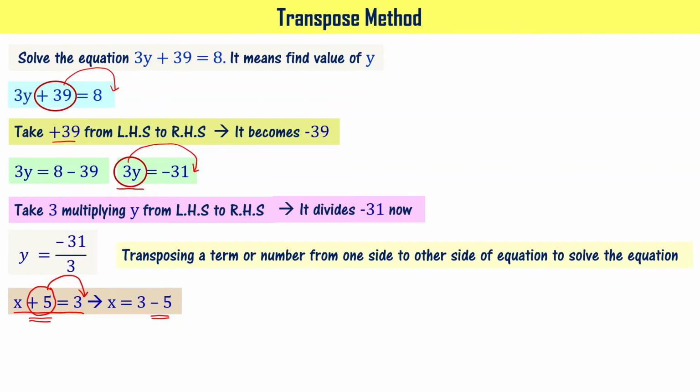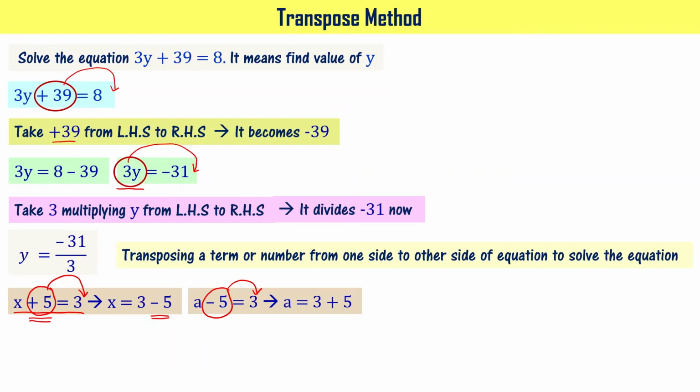Let's consider another example. Here, the equation I have is a minus 5 equal to 3. I want to transpose this minus 5 from LHS to RHS. When I do that, it becomes a equal to 3 plus 5, right? When I have a negative number, it becomes positive on the other side.